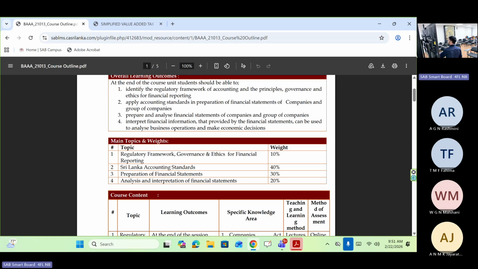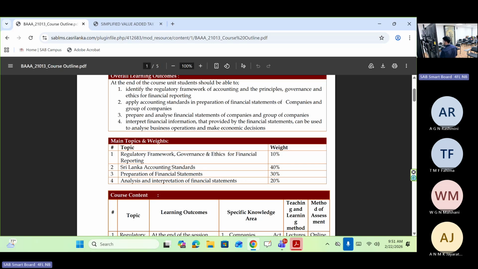First one, regulatory framework, governance, ethics, financial reporting. This will be given as a separate slide deck. We will finish it maybe next week or the week after that. So what's the most focused area? This 40 and 30.